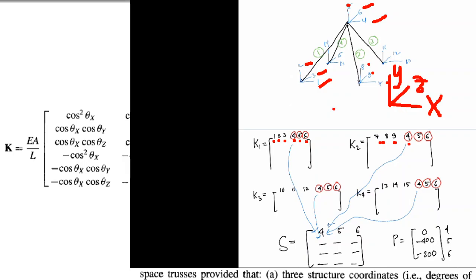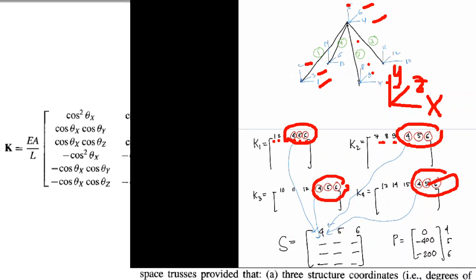Okay, because in 3D truss, we are only capable to displace on translation. Okay, there's no rotation. Okay, and so that's it. So the encircled numbers are all we will need in generating the S matrix, because our structure is restrained on these joints. Okay, so therefore the displacement is only at the top. Okay, so we only have 3 degrees of freedom. Okay, 3. That's why our S matrix is 3 by 3.